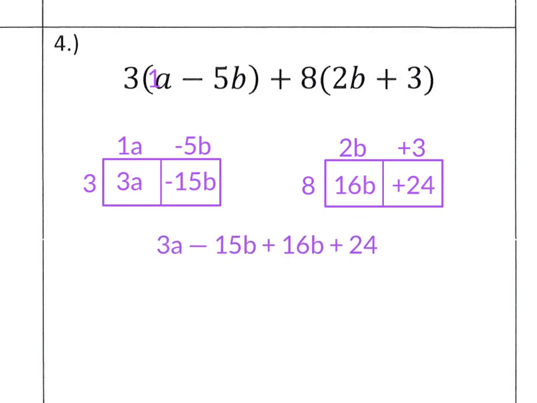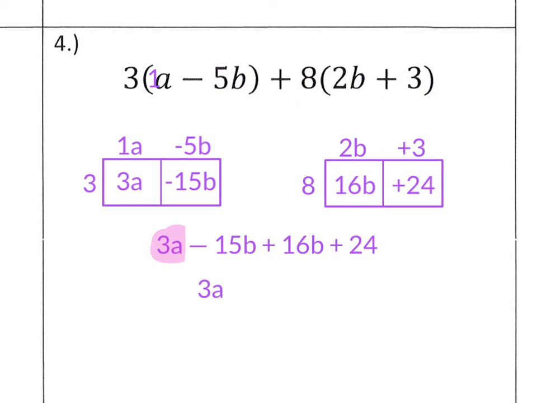So now that I've done the distributing, I can go ahead and look for my like terms. So again, looking for variables first, and then looking for alphabetical order. The first thing I see is a 3a, and there are no other a terms, so I'm going to write the 3a first.